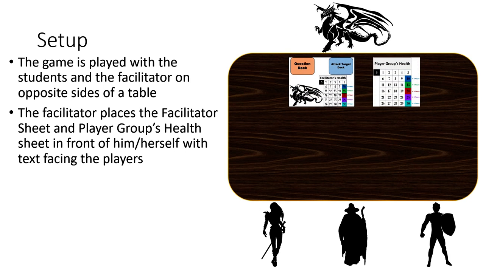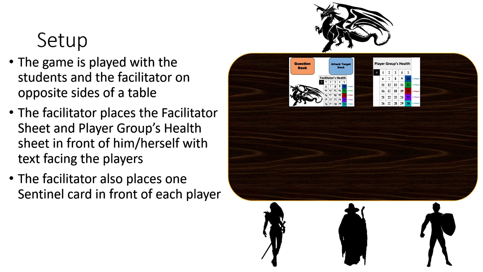Facilitator places these sheets, and this is what they look like in real life too. One sheet is for the facilitator's avatar, has a place for the question deck and the attack target deck, and has the facilitator's health track. The other sheet is the group's health track. So the facilitator is the one that should be keeping track of everybody's health. That way, you don't leave it in the group's hands, which they have an incentive to maybe fudge some numbers.